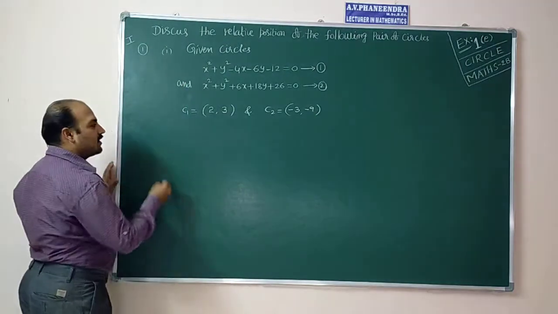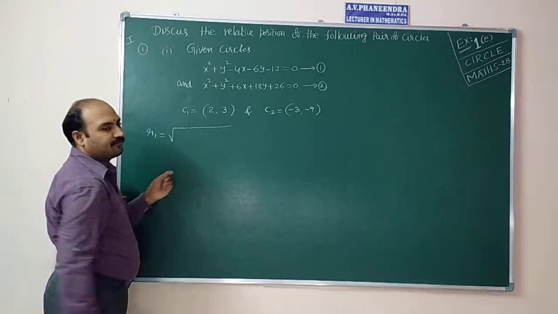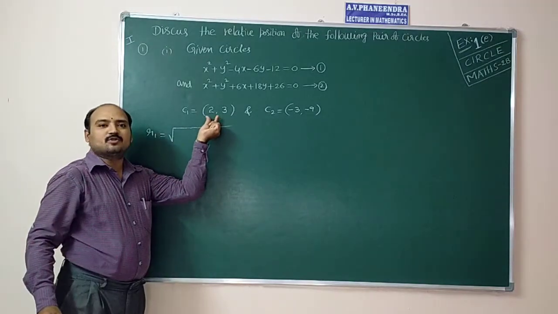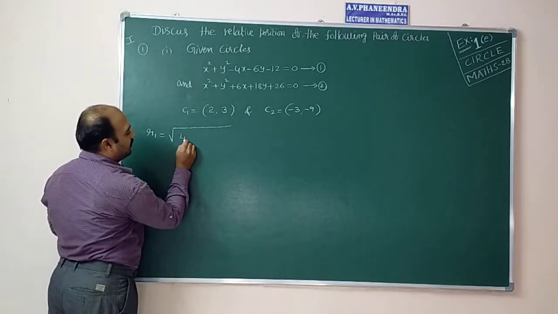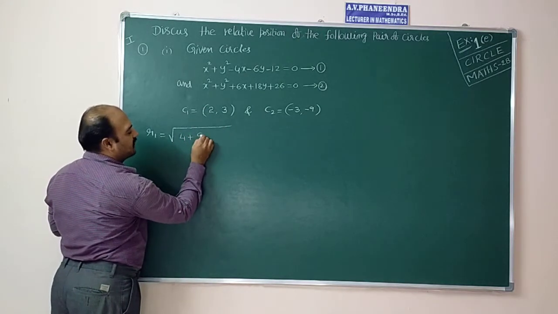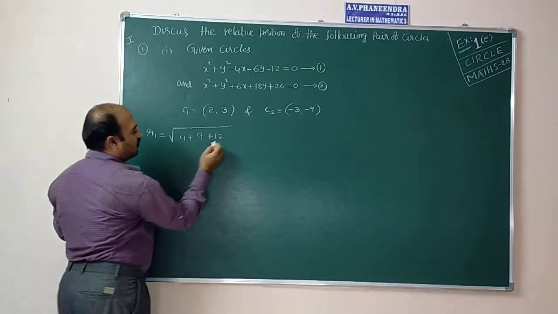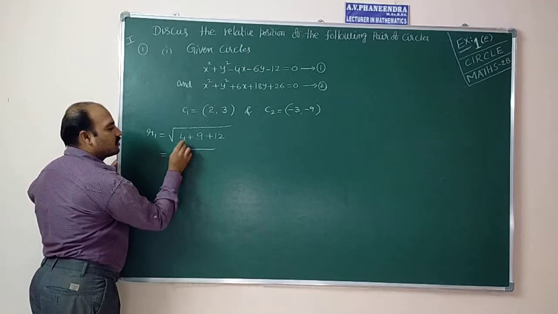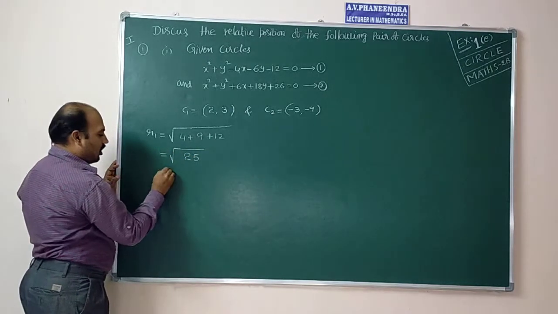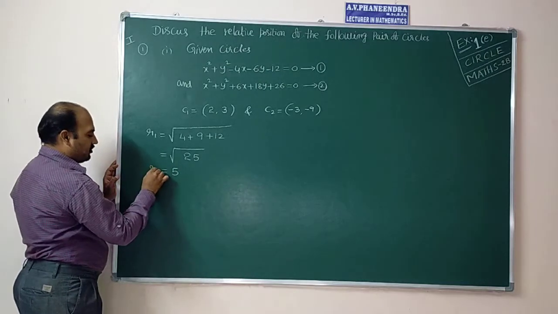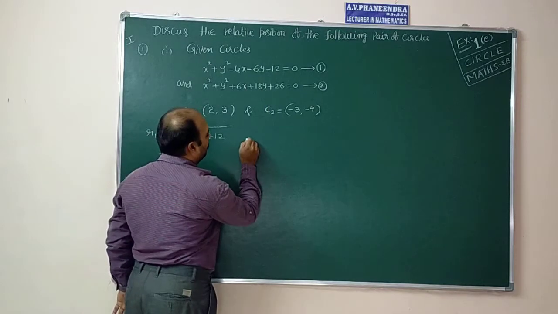Radius of the first circle: R1 is equal to square root of g square plus f square minus c, so 2 square plus 3 square minus of minus 12, plus 12, which is equal to square root of 13 plus 12, 25. So R1 is equal to 5. We got it.